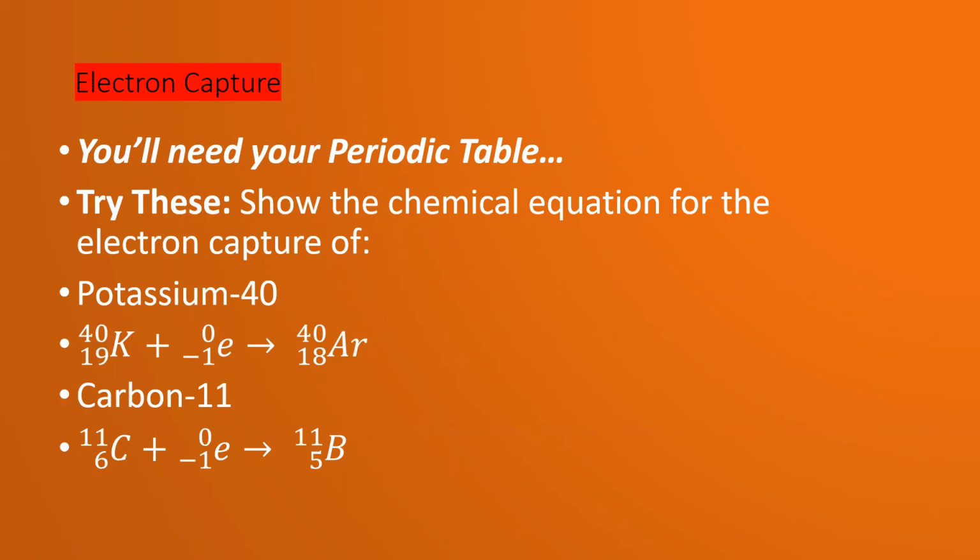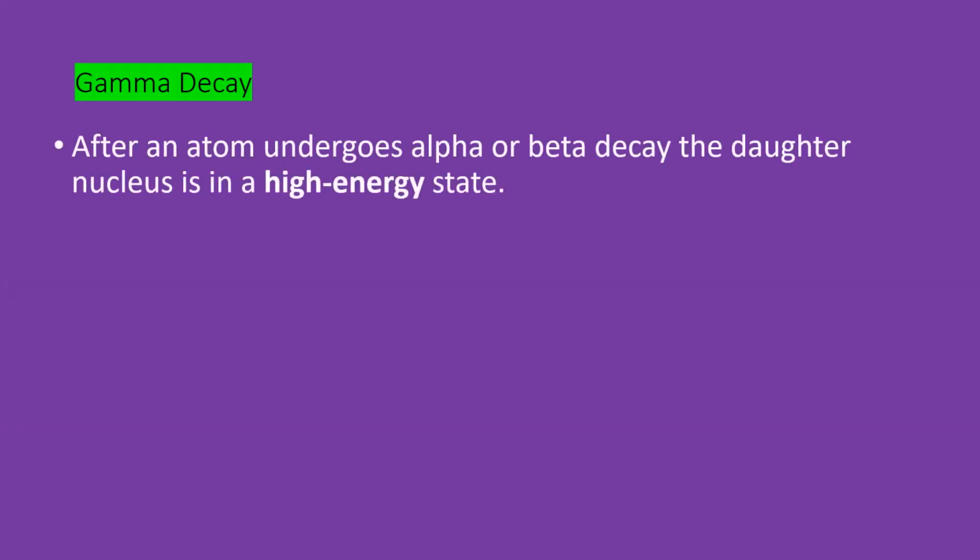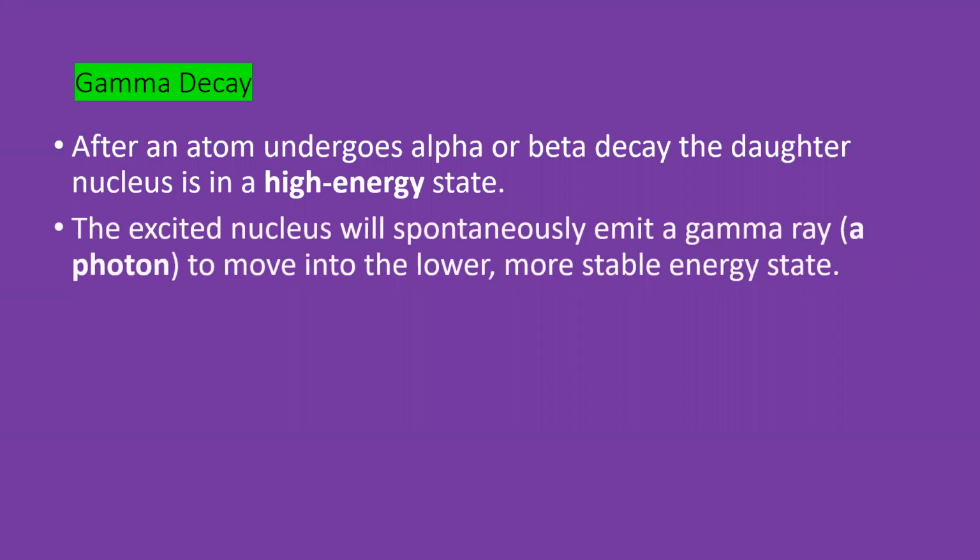Quickly look at gamma decay and give you guys some examples. Gamma decay usually happens after an atom undergoes alpha or beta decay. The daughter nucleus may do gamma decay, because gamma decay happens when you're in a high energy state. So you're excited. The excited nucleus is going to spontaneously emit a gamma ray. It's too excited. It's not stable. It needs to get rid of some of that energy, and it's going to do that in the form of a photon. If it does that, it can move to a lower, more stable energy state.